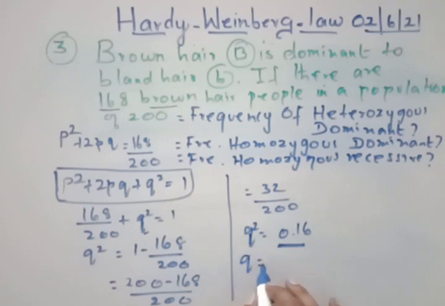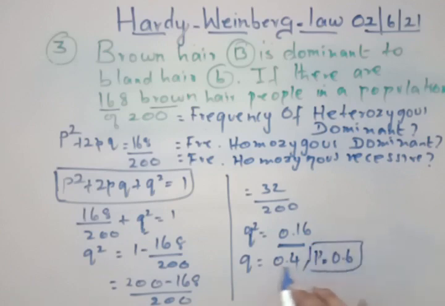So what is the Q value? That is 0.4. Now you got the Q value. So what will be the P value? That is 0.6. So this is the P value and this is the Q value.